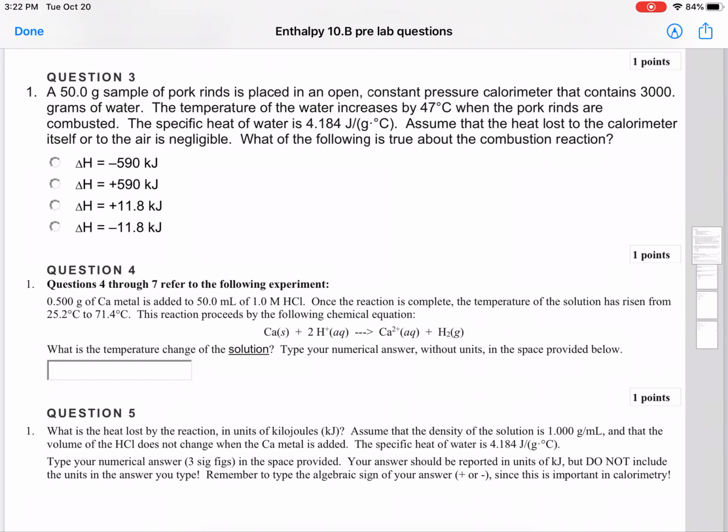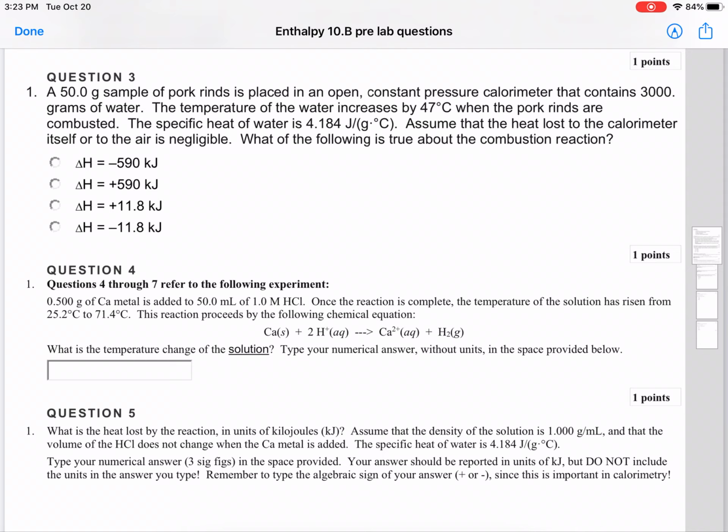A 50-gram sample of pork rinds is placed in an open constant pressure calorimeter that contains 3000 grams of water. The temperature of the water increases by 47 degrees when the pork rinds are combusted. The specific heat of water is given. Assume that the heat loss to the calorimeter itself or to the air is negligible. Which of the following is true about the combustion reaction? So basically we want to find out the enthalpy of the combustion reaction.